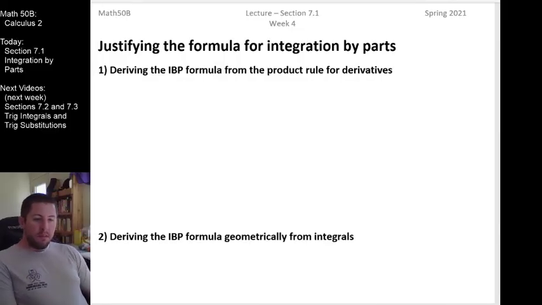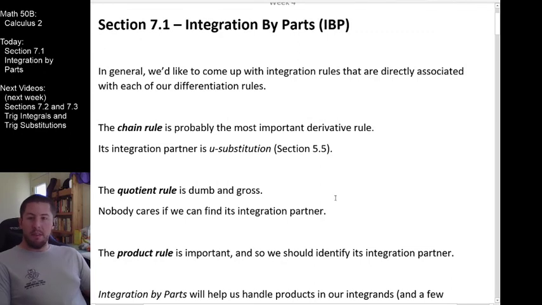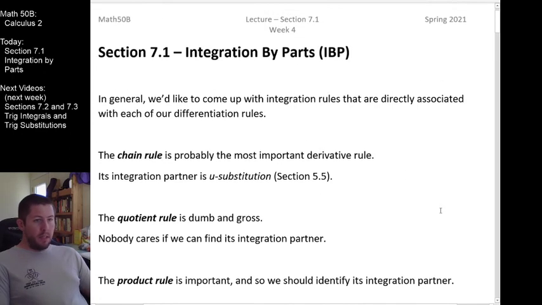We are here on Friday, February 5th, and we are going to talk about integration by parts today. We're going to talk section 7.1 here. And so just to get our context of where we're at right now.